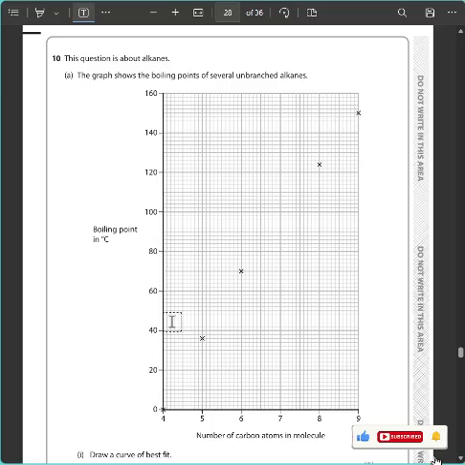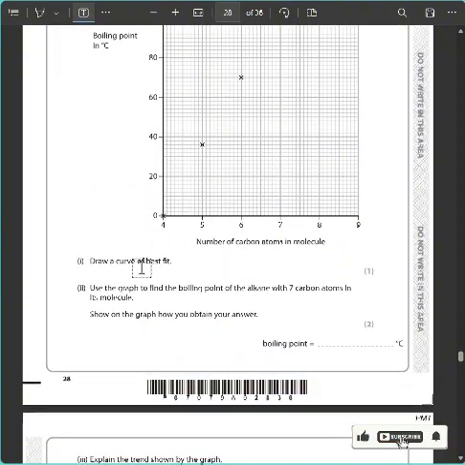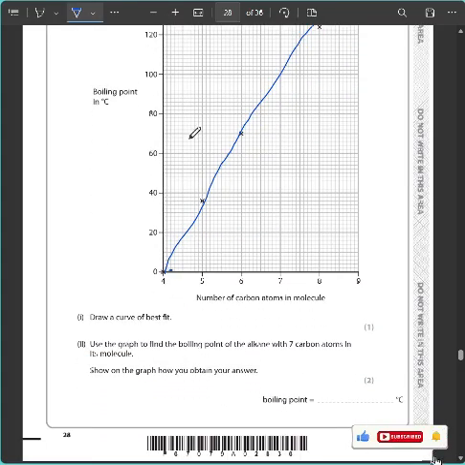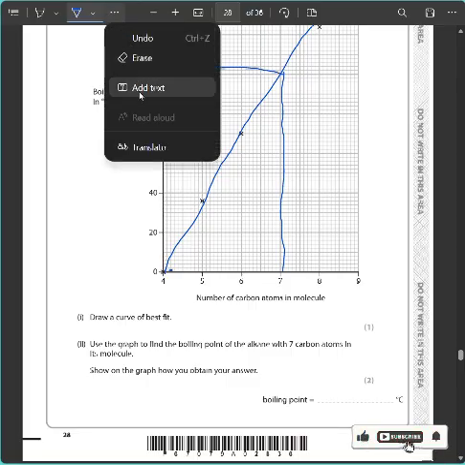10th question. This question is about alkanes. The graph shows the boiling points of several unbranched alkanes. Draw a curve of best fit. Okay. And the next one. Use the graph to find the boiling point of the alkane with 7 carbon atoms in its molecule. Show on the graph how you obtain your result. Okay. We'll go from here and there. It is 100 Celsius.